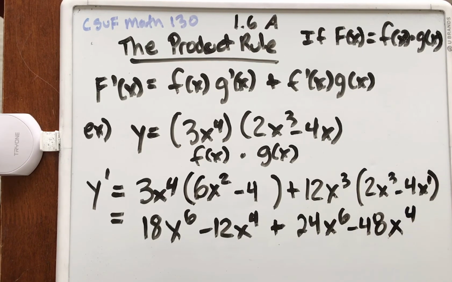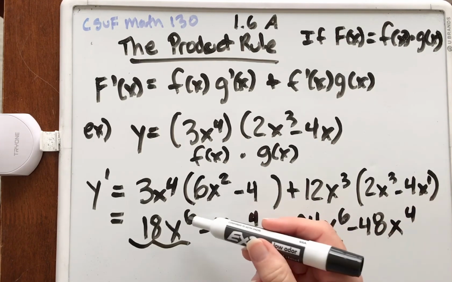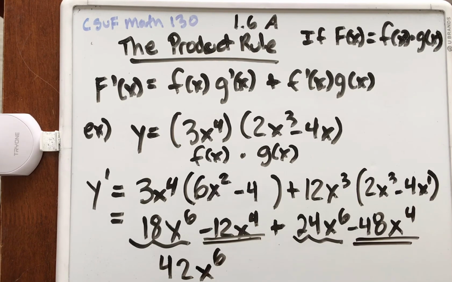All right, now we combine the same exponents. Here we have x to the 6, x to the 6, which equals 42x to the 6. And then we have a negative 12x to the 4 and a negative 48x to the 4. We combine our negatives and it gives us minus 60x to the 4th.